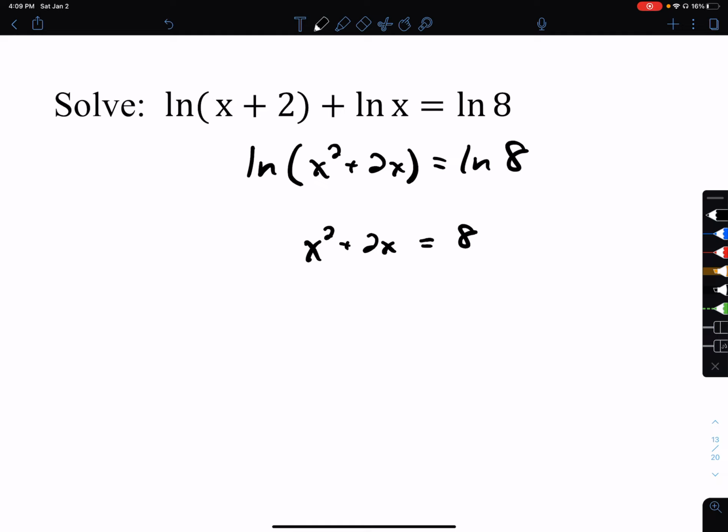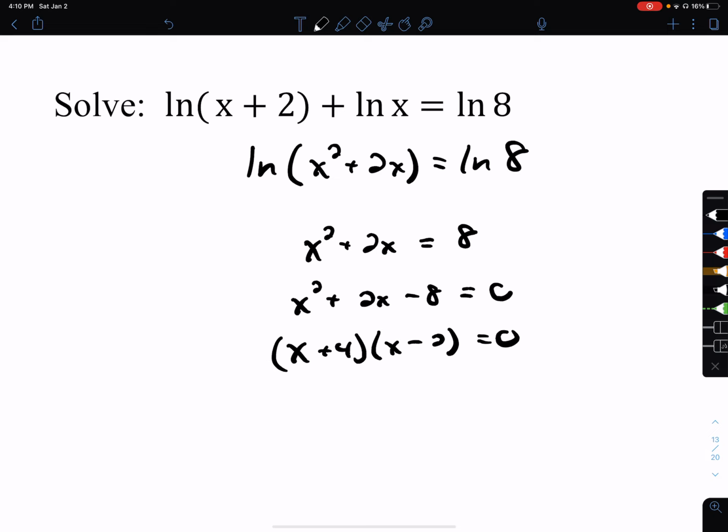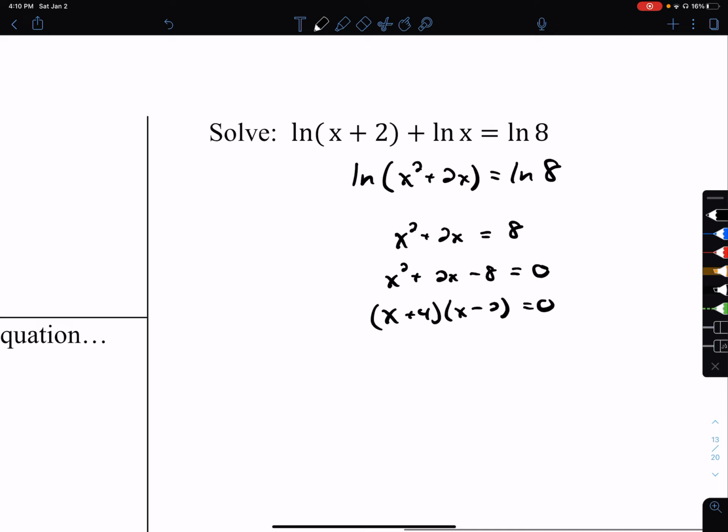If we subtract the 8 from both sides, we get x squared plus 2x minus 8 is 0. This factors into an x plus 4 and an x minus 2. If you set each factor equal to 0 and solve it, you're going to get x is negative 4 and x is equal to 2.